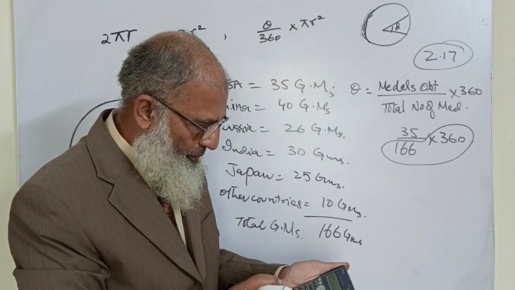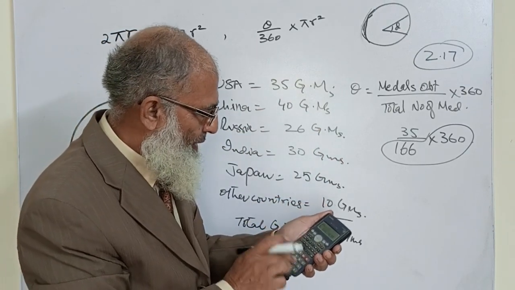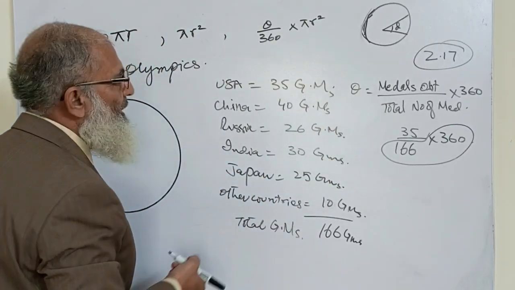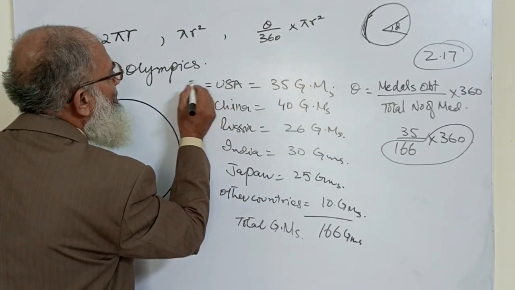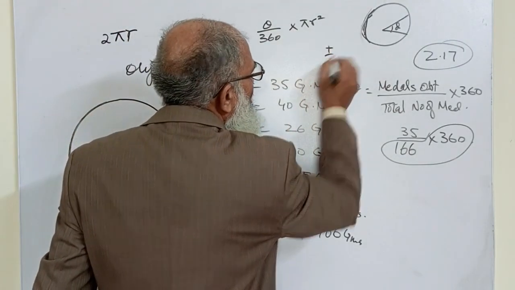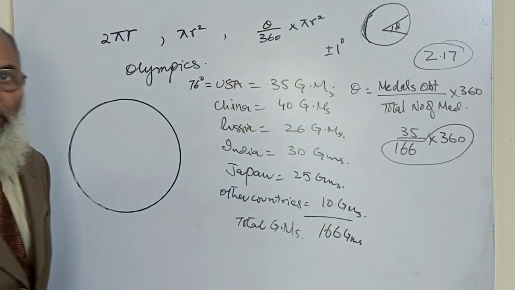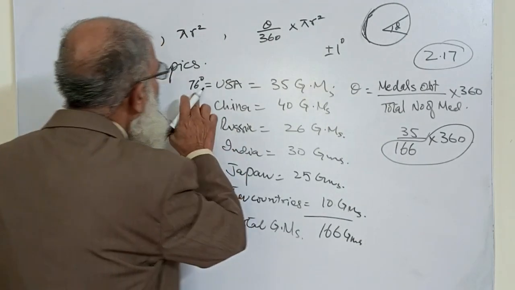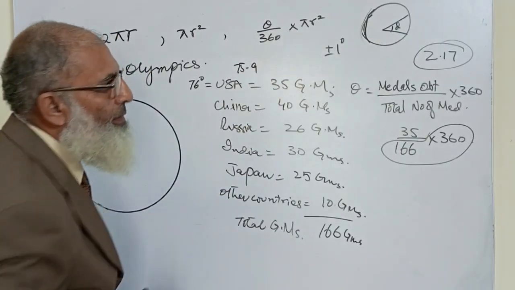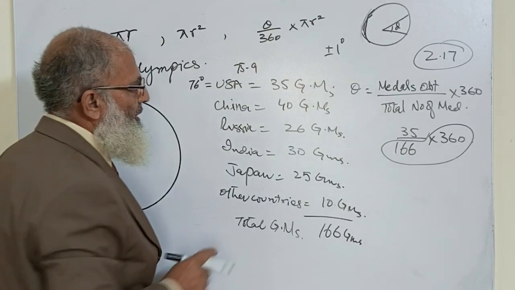2.17 multiplied by 35 will become 75.9, or you can say 76 degrees. For this it has come 76 degrees. There is always permission of error of plus minus 1 degree in geometry. So in fact it has come 75.9, so we are well within range. So it has become 76 degrees.